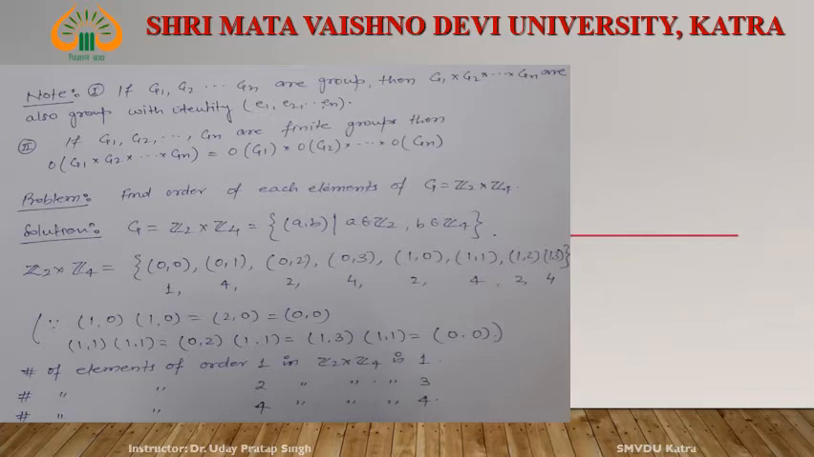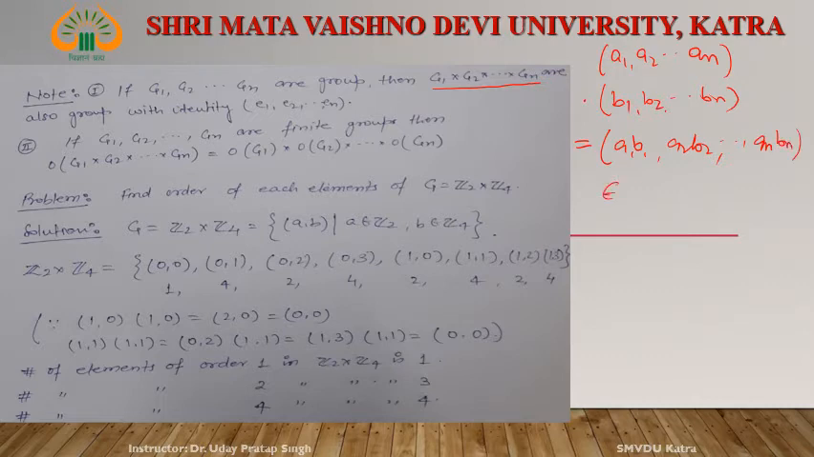See another result. If G1, G2, ..., Gn are groups, then the Cartesian product of G1, G2, ..., Gn is also a group with identity E1, E2, ..., En, right? For G1, G2, ..., Gn, we take elements A1, A2, ..., An, and another element B1, B2, ..., Bn. Then the operation is defined by (A1 B1, A2 B2, ..., An Bn), right? This belongs to G1 cross G2 cross G3 and so on cross Gn.